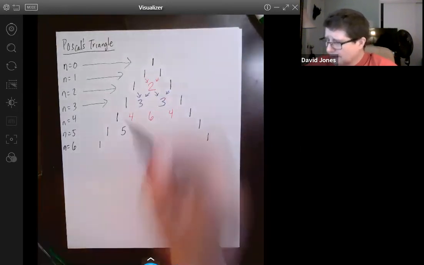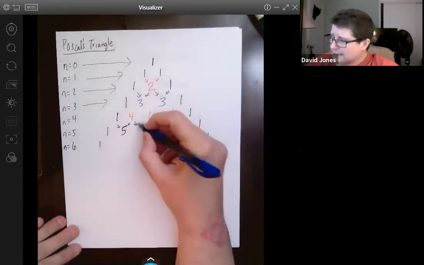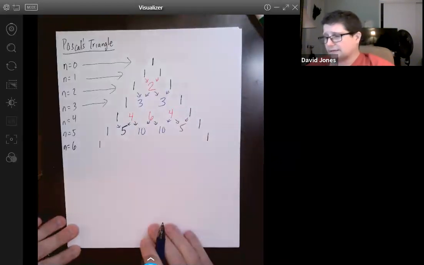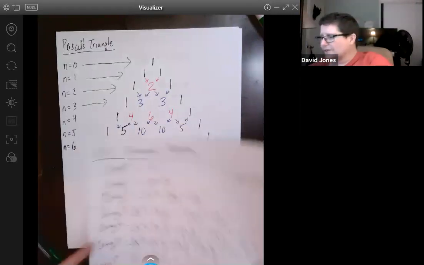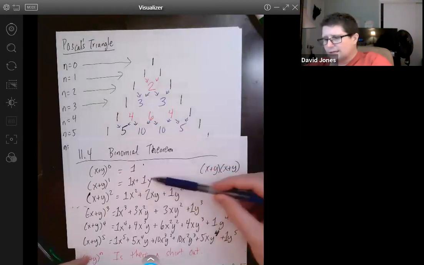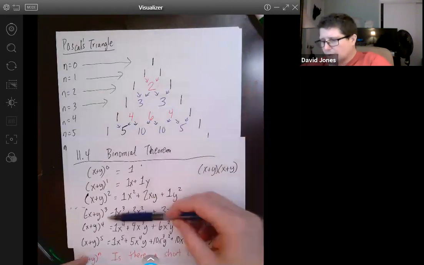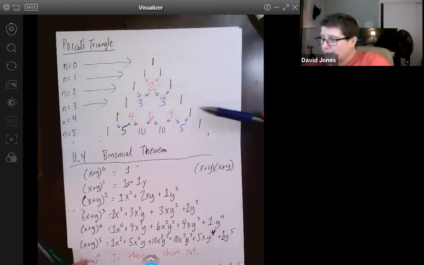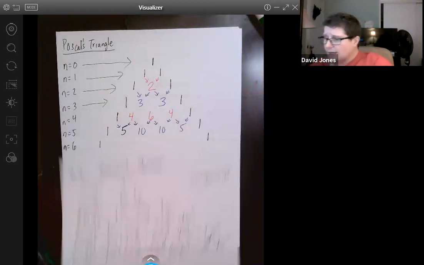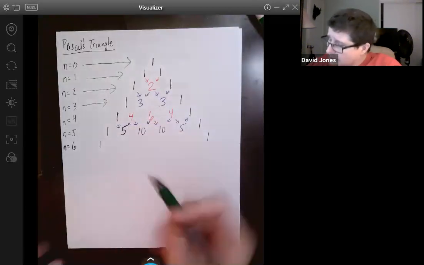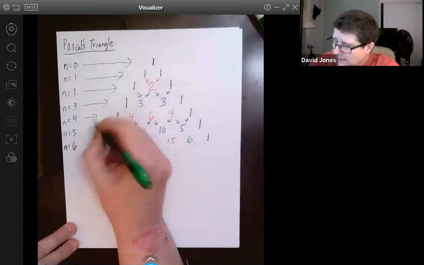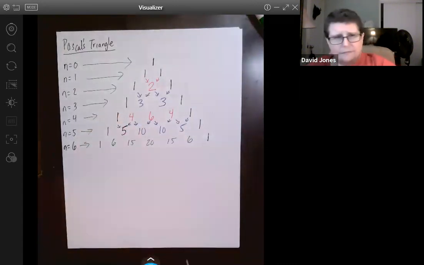I wanted that in blue. 4 plus 6 is 10. 6 plus 4 is 10. 4 plus 1 is 5. Notice these are all the coefficients we had right here. 1, 1, 1, 1, 2, 1, 1, 3, 3, 1, 1, 4, 6, 4, 1 is n equals 4. N equals 5, 1, 5, 10, 10, 5, 1. We do n equals 6. I've got 1, 6, 15, 20, 15, 6, 1. So, knowing that, I can do x plus y to the 6th pretty easy.